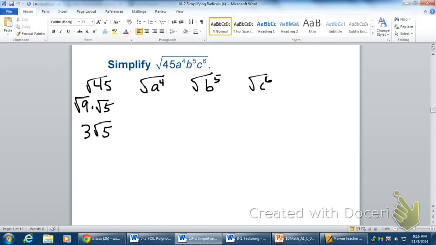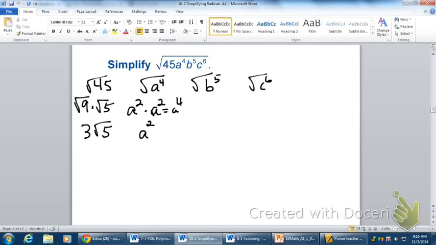Now, what is the square root of a to the 4th? A squared, good, because a squared times a squared gives me a to the 4th. Does that make sense? So then that simplified is just going to be a squared. Go to the b to the 5th now.